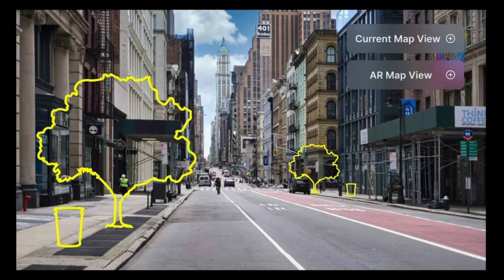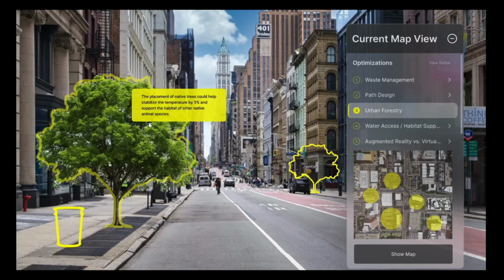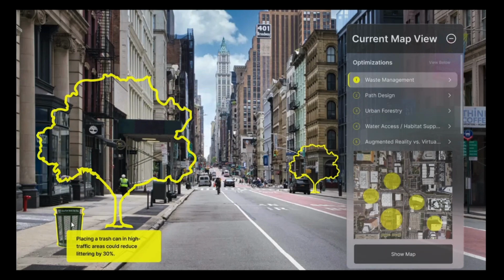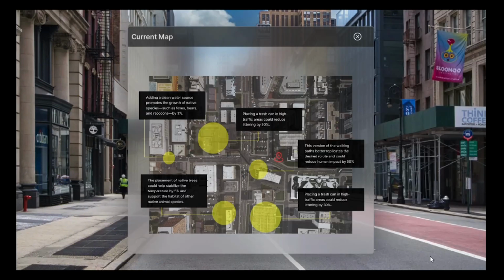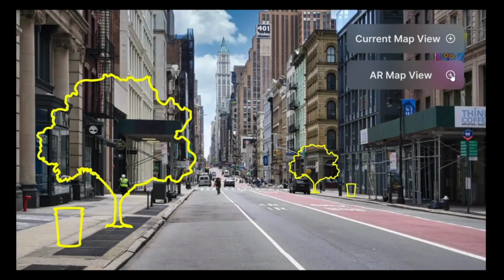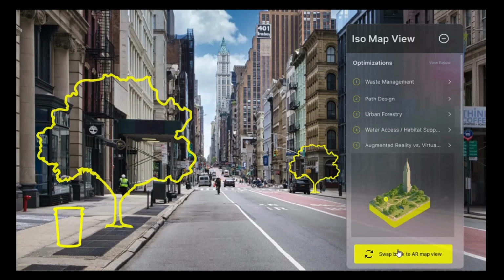Our first feature is the current map view. As you gesture towards an object, it'll render out the optimum choice. For example, the placement of a trash can could reduce the pollution in this area by up to 30%. Another feature we have is that you can expand the current map view to see a summary of all of this data. You can also place this in the 3D world. Our third feature is the option to swap between an isometric AR map view and a regular AR map view. This allows the user to navigate the space intuitively.